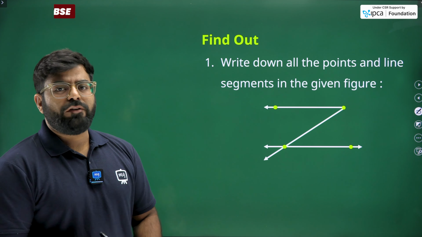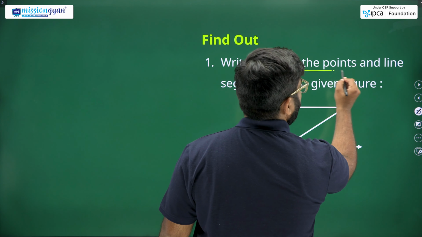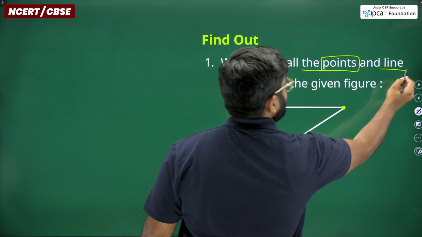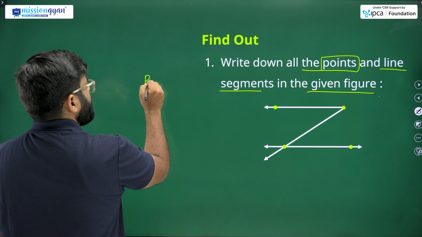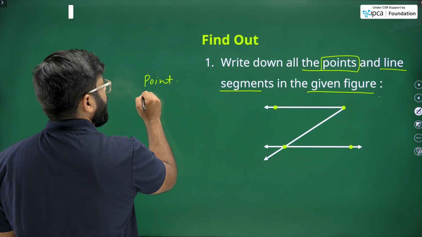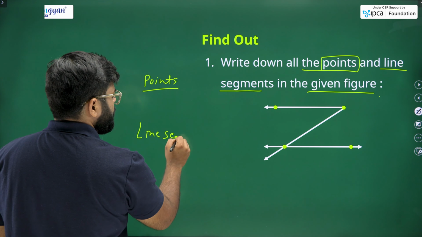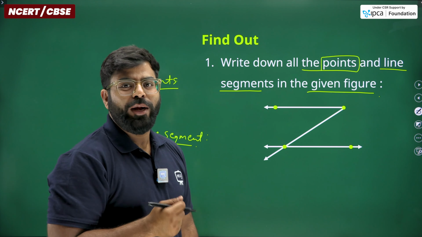Perfect. So our first question is saying you have to write down all the points and the line segments in the given figure. So what you have to write? We have to write about points and about the line segments. Understood? So as you can see, we do not have points on the screen.